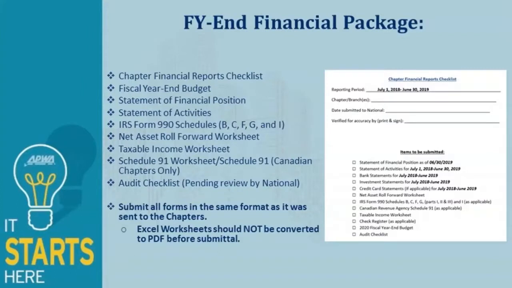The first part of the package is the chapter financial reports checklist. You want to make sure you send this checklist in with all your financial reporting package. Regardless of whether you send one report in at a time, you still want to submit this every time just to make sure that everything's accounted for. And you want to submit all the forms in the same format as it was sent to the chapters. So please don't convert your Excel worksheets into PDF. At fiscal year-end, we have to convert those PDFs back into Excel for the auditors to review. So it's better if you submit it the same way that we send it to you, which is in Excel.